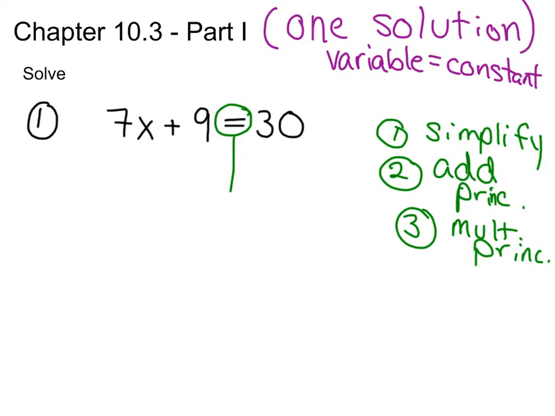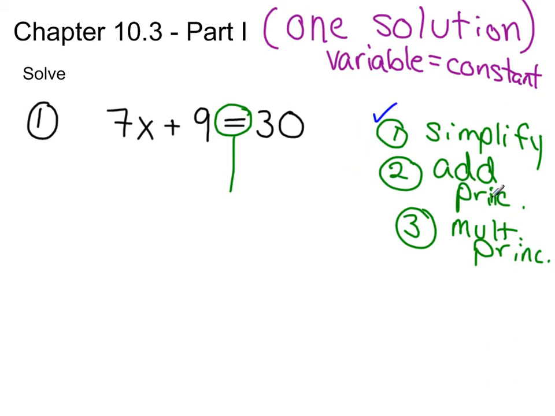Now, step 1 seems kind of silly for the most part for this particular question, but it will come in use for later on. We check if we can simplify both sides of the equation. Currently, we have 7x plus 9. They're not like terms, so we can't simplify any further there. Then we'll look at the other side. We got 30. Can't simplify much further there. So step 1 is pretty much done. We didn't have to do anything.